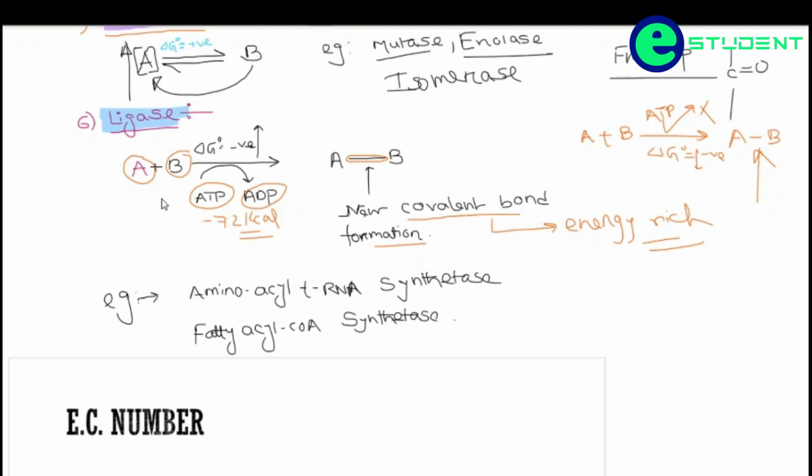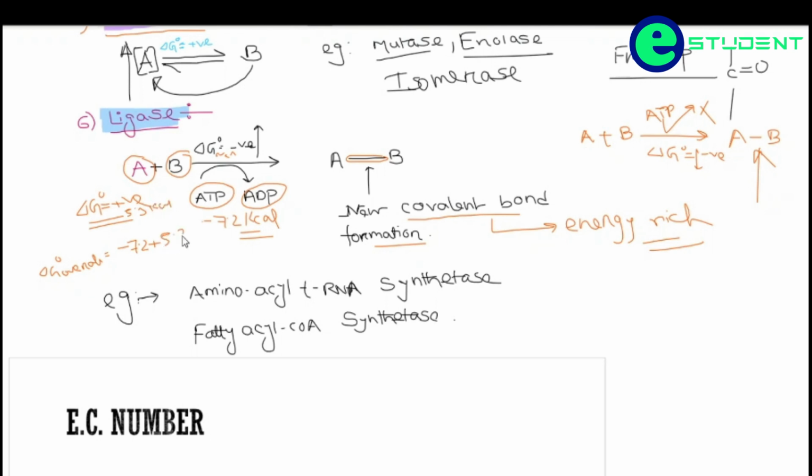But in this case, in the absence of ATP, the del G naught value of this reaction is positive. So it can never be possible for A and B to form the covalent bond between them without the help of ATP spontaneously. To make the reaction spontaneous, the ATP hydrolysis is mandatory, so that the overall del G naught value becomes negative. How? The overall del G naught value is minus 7.2 plus it may be 5.3 kilocalorie.